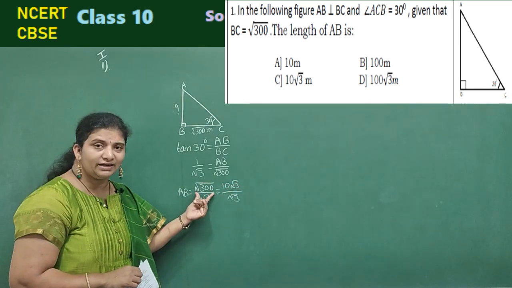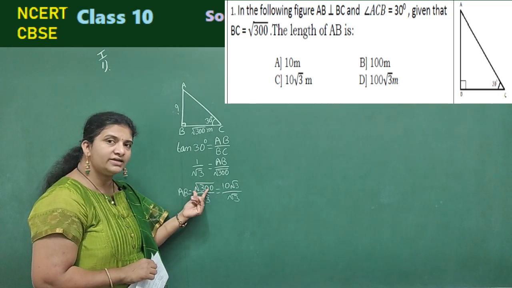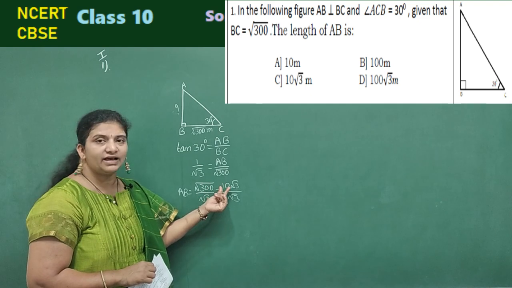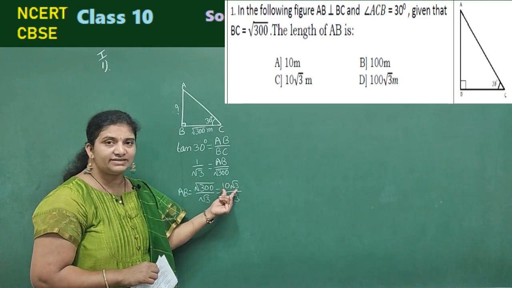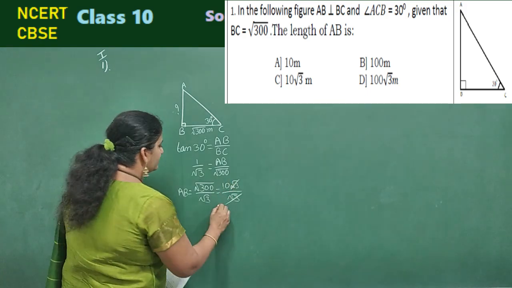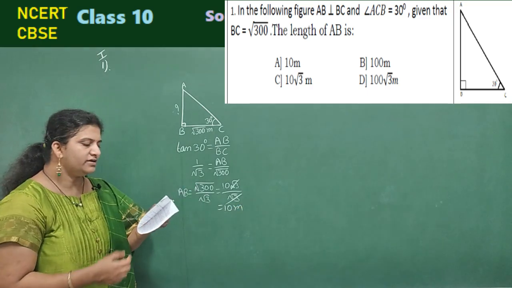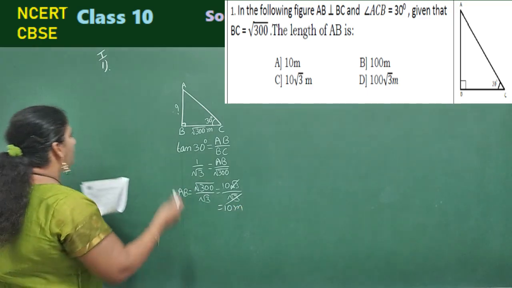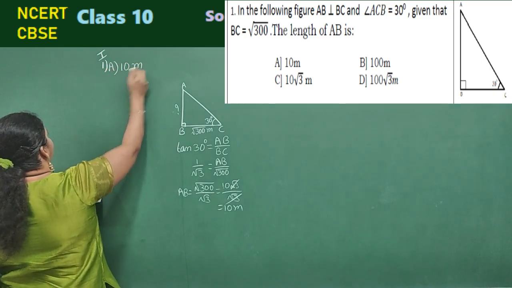Square root of 300 can be split as 100 into 3, where 100 is a perfect square, we can write it as 10 and root 3 as it is. So finally it is 10 root 3 by root 3. Root 3 will be cancelled. You are left with 10 meters. Check your answer. Option A, 10 meters. First one, option A, 10 meters.